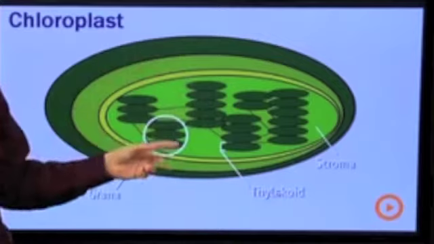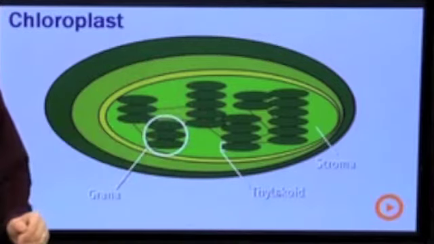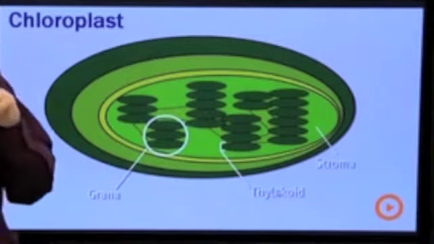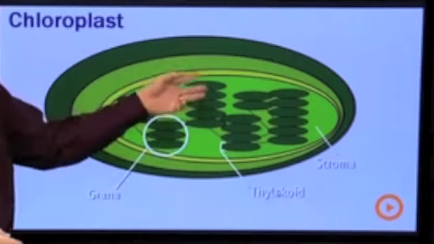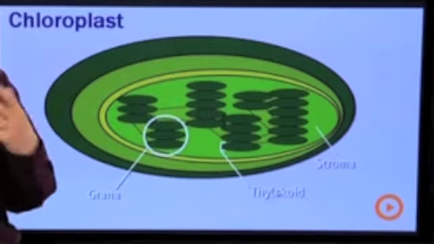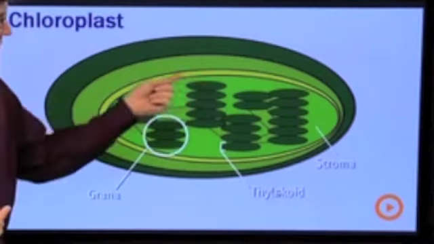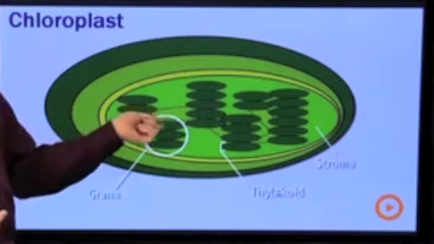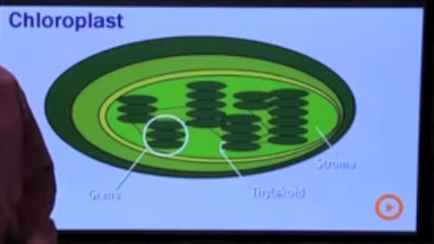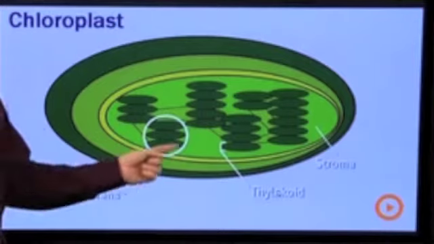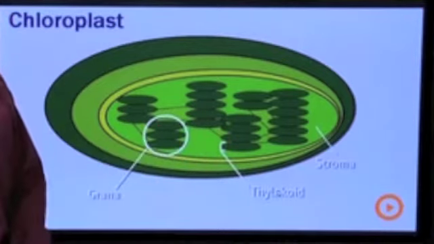Within the stroma, you'll see these stacks of membrane discs. One individual stack is called a granum. Collectively, these stacks of discs are called grana. Now, one disc within this granum is called a thylakoid. So, the grana are made up of stacks of thylakoid membranes.